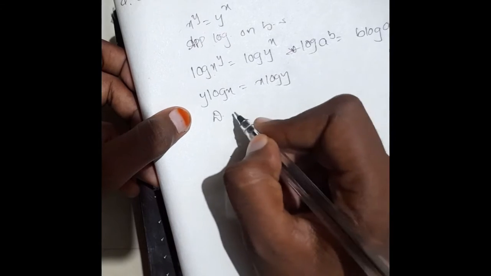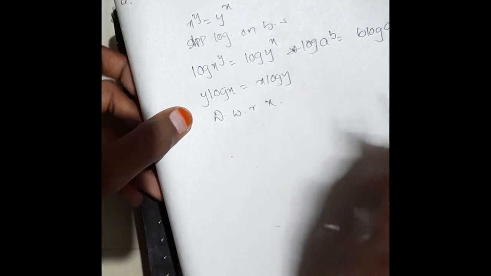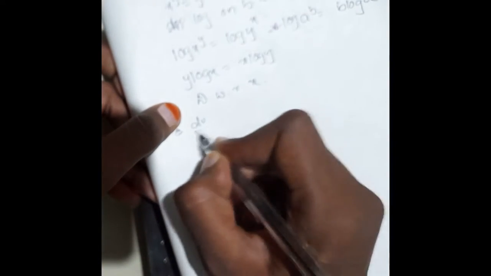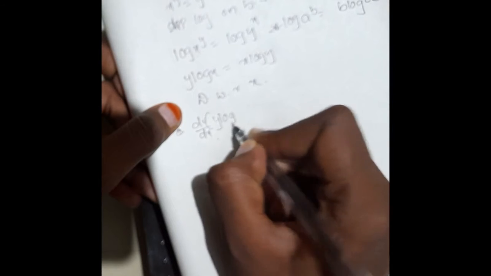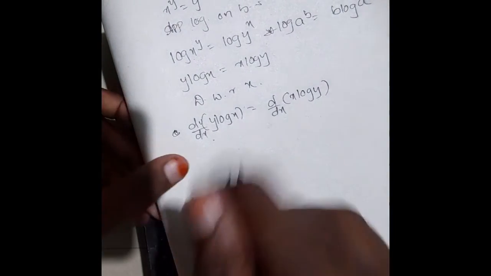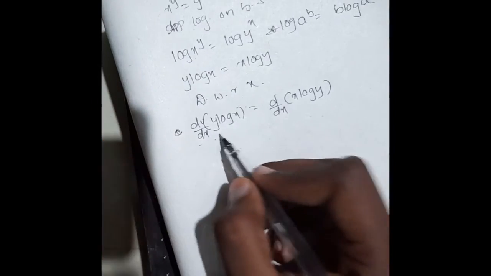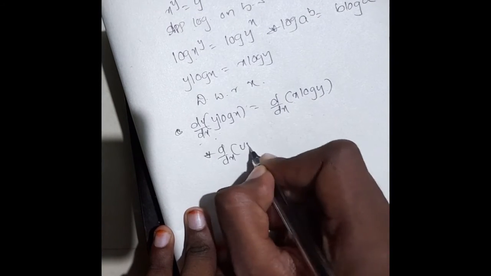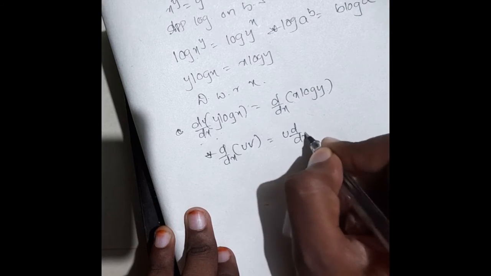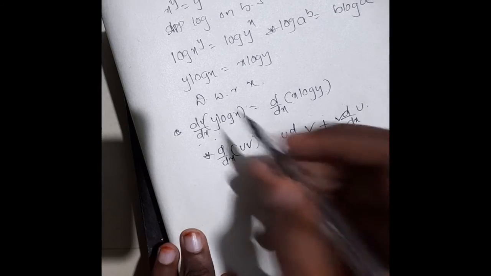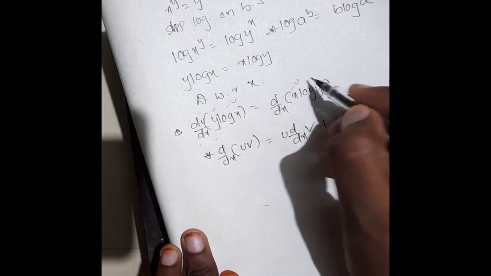Now differentiating with respect to x, d by dx of y log x equals d by dx of x log y. Now it is in the form of d by dx of uv. What is the formula of d by dx of uv? It is u d by dx of v plus v d by dx of u. Here it is u, it is v.